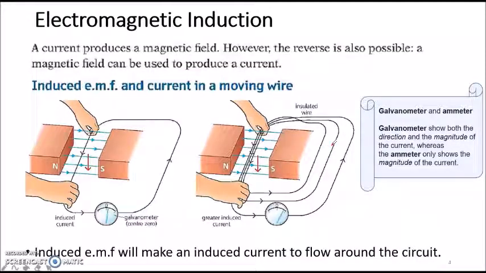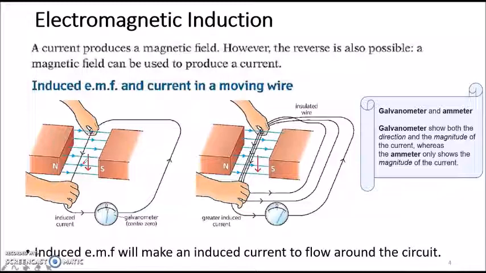A current produces a magnetic field. However, the reverse is also possible. A magnetic field can be used to produce a current. In this diagram, when a wire is moved across a magnetic field, there will be a small EMF or voltage generated in the wire. The effect is called electromagnetic induction.